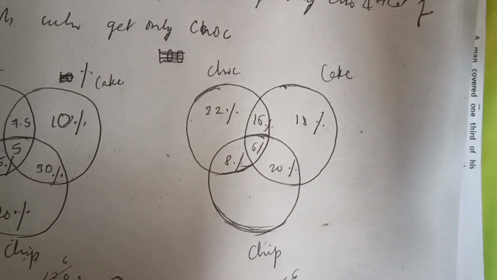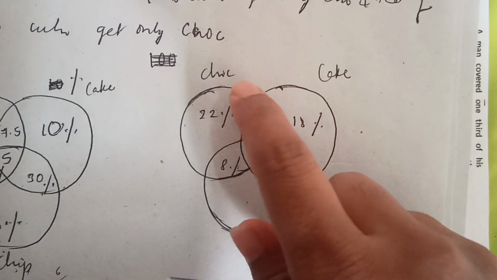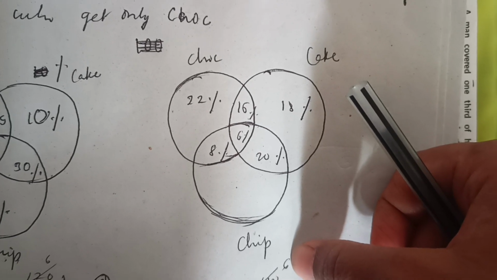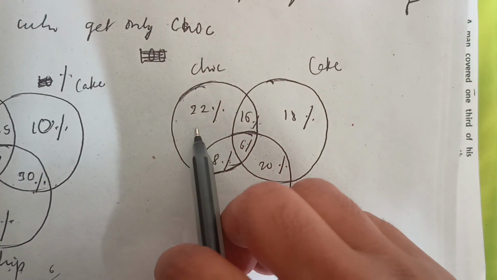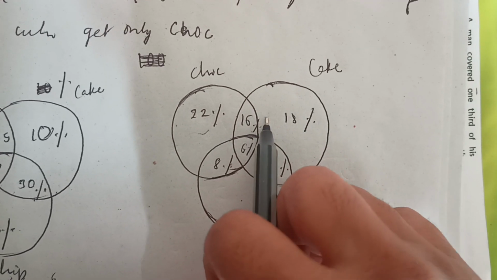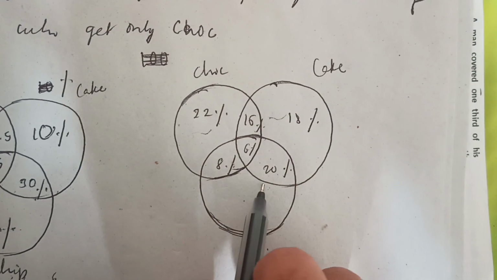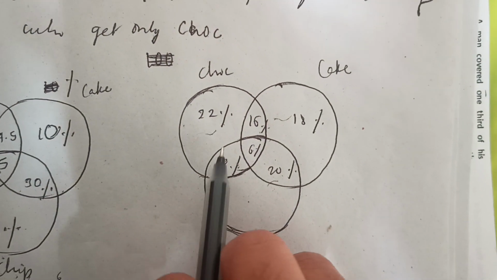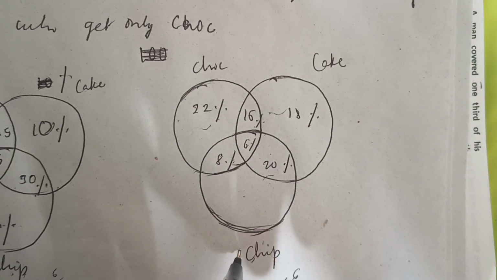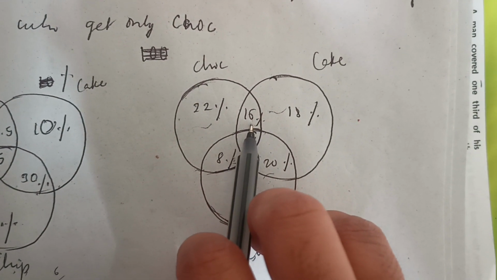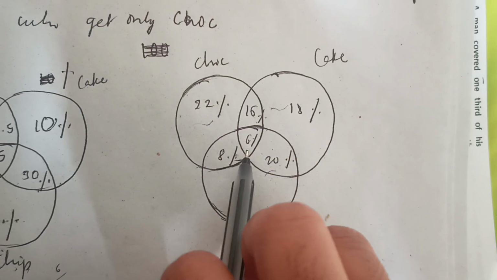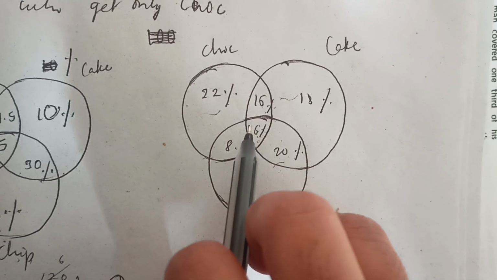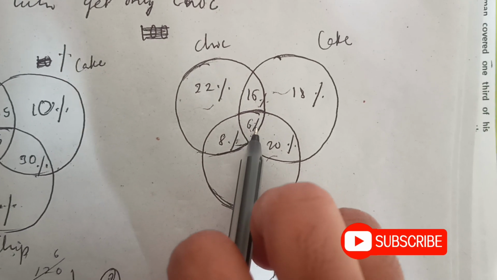Okay, and here this is another diagram which is of girls. So girls also like the chocolates, cakes and chips. Here 22% of the girls like only chocolate, 18% of them like only cake, and 20% of them like only chips and cake, 8% of them like only chocolate and chips. Then 16% of the girls like chocolate and cake only. Fine, this is the percentage where the girls like all 3 of them. This is 6%.